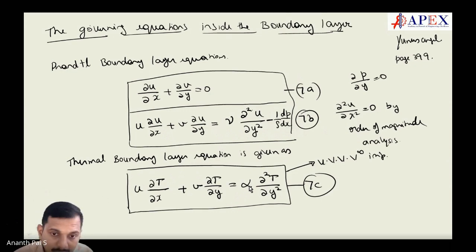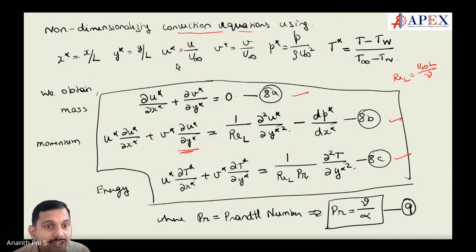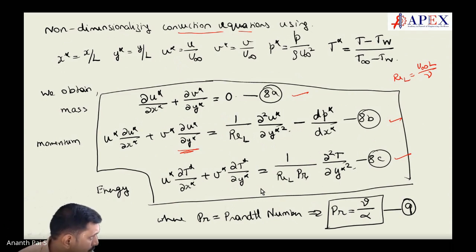Make sense? So what did we do first? We saw what happens when you non-dimensionalize. Always we have to non-dimensionalize. This is one side, where we saw the non-dimensional equations also. In Blasius you get 1 by Re_L. Here you get Re_L Pr. Very important. So here we introduce the Prandtl number.